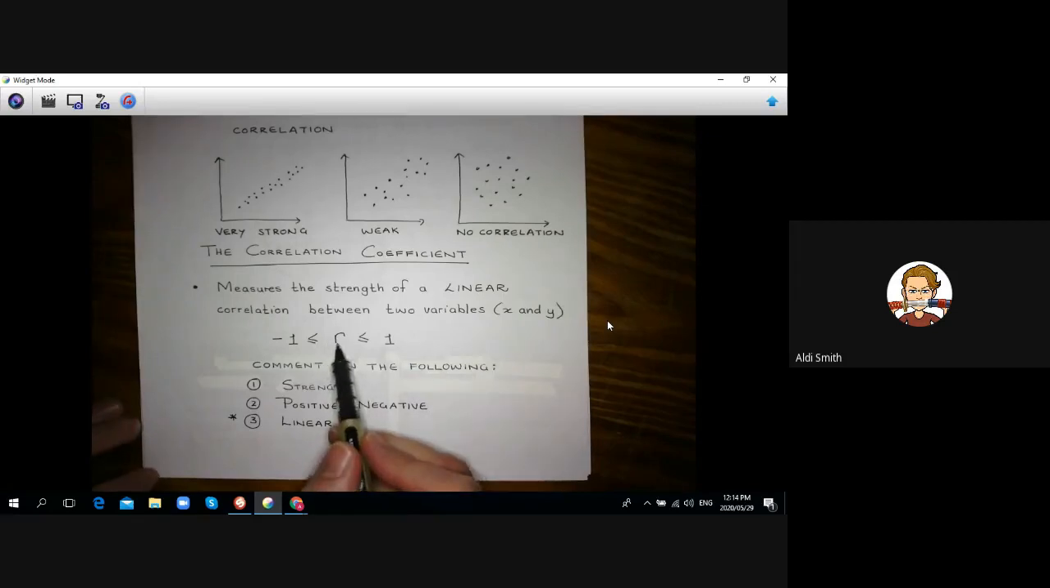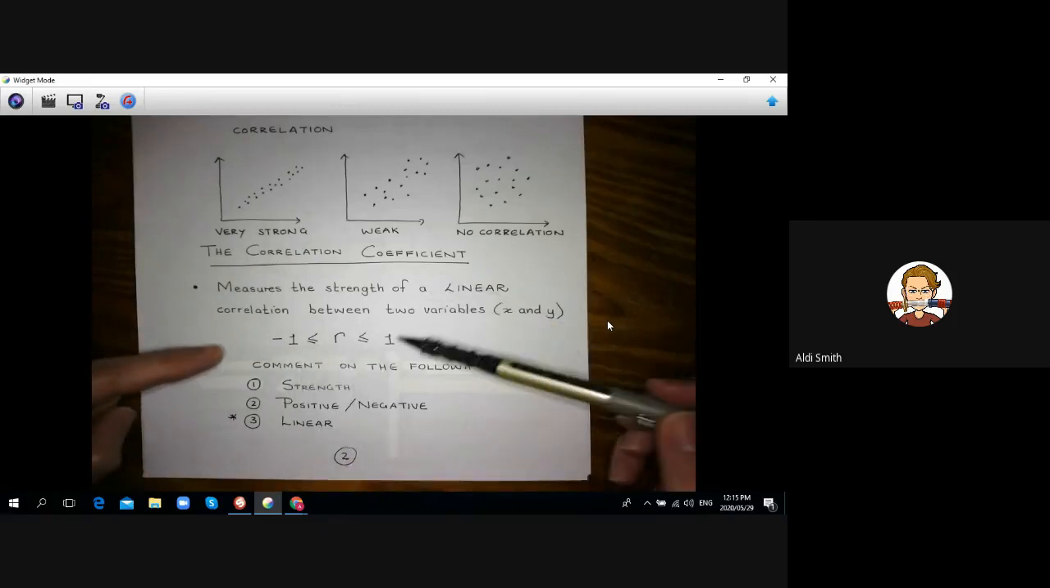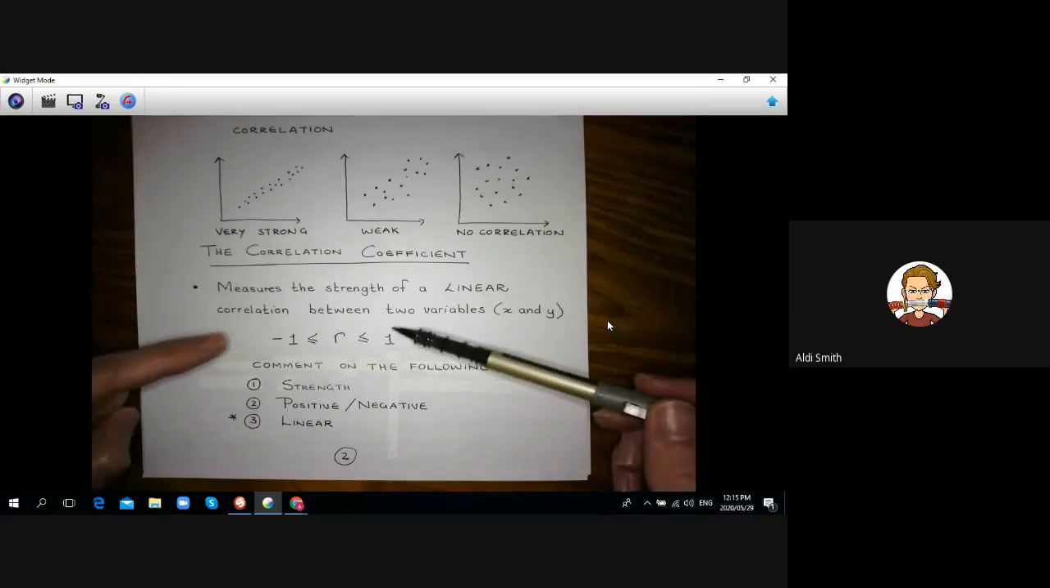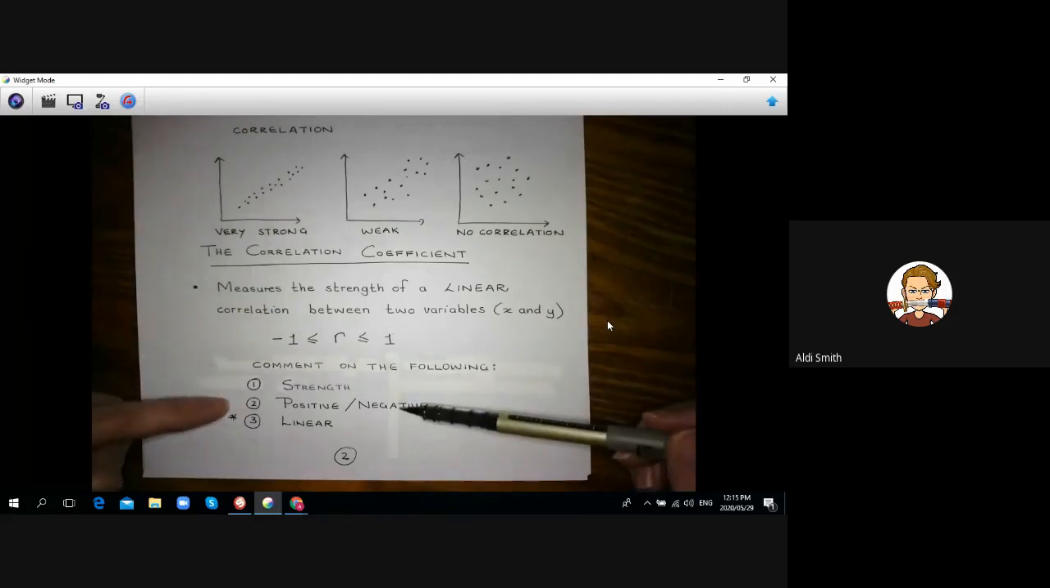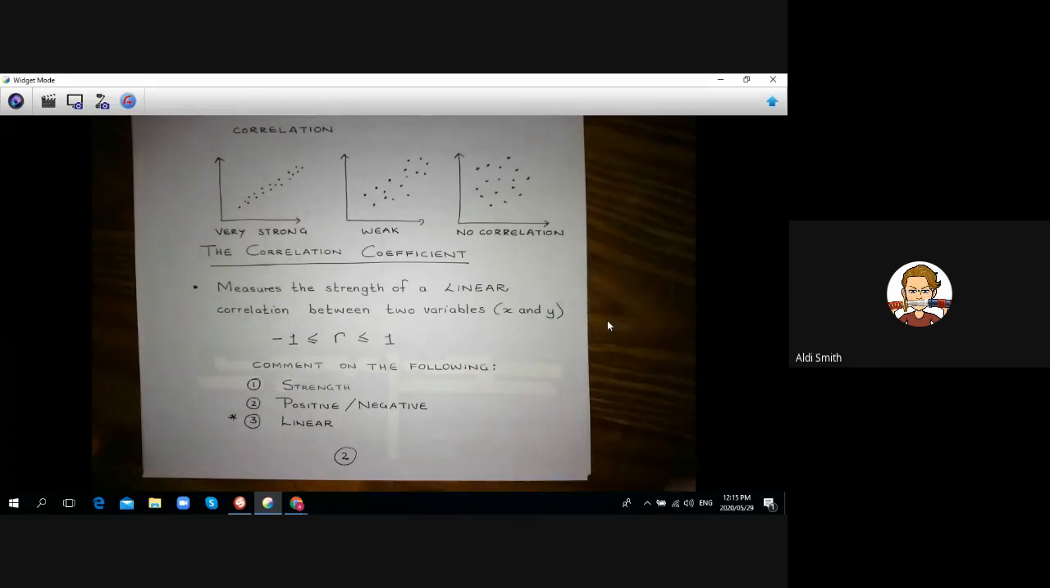And a correlation coefficient can lie between -1 included and +1 included. So my correlation coefficient, the biggest it can be is 1, and the smallest that it can be is -1. And then it can take on any value in between. And looking at that correlation coefficient, we can then comment on the strength, whether it's positive, negative, and then we're always going to make the comment that it's linear. That's why I put an asterisk there, because we're not going to look at correlation coefficients for non-linear correlations. All of our correlations are going to be linear. That's very, very important to remember.